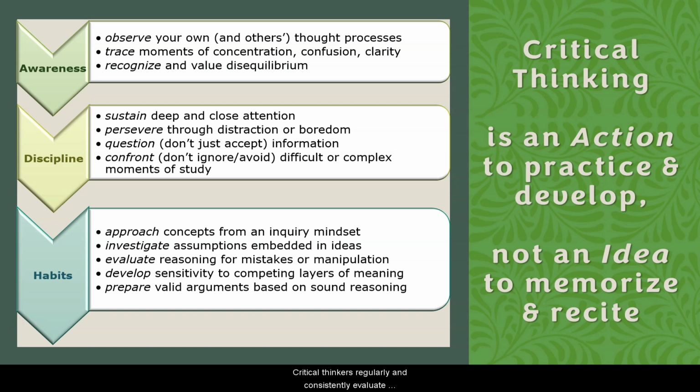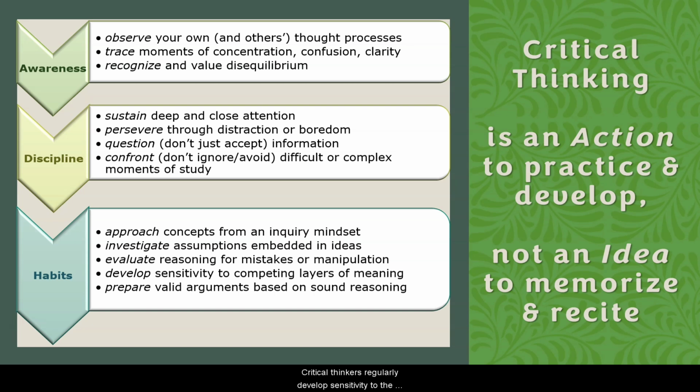Critical thinkers regularly and consistently evaluate reasoning to see if it has mistakes or manipulations. So later in the semester, we're going to learn some concrete tools for evaluating reasoning. They're called looking for fallacies and looking for rhetorical appeals. So critical thinkers use that toolbox of evaluation to look at how logic and reasoning is presented.